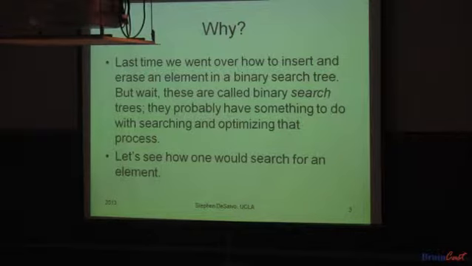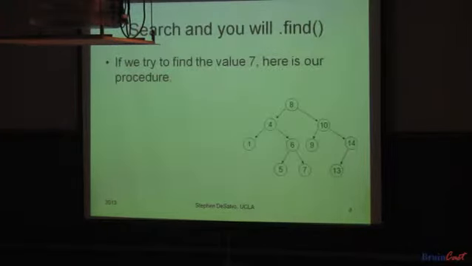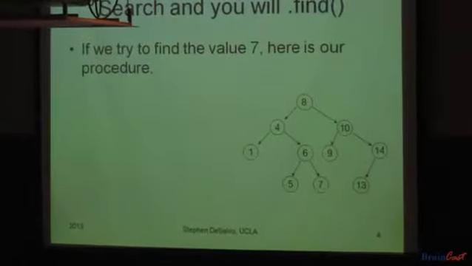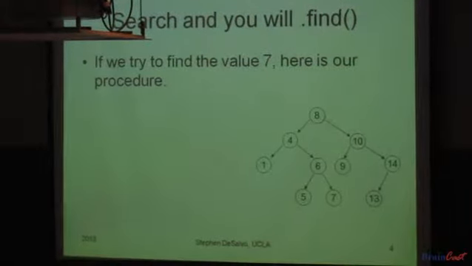So I spent all this time talking about the ins and outs of inserting elements and erasing elements, but we didn't actually show how one might search for an element, which is why it's called a binary search tree. So if we wanted to find the 7, maybe we don't even know if there is a 7 in the list. So we're trying to search for the value 7.